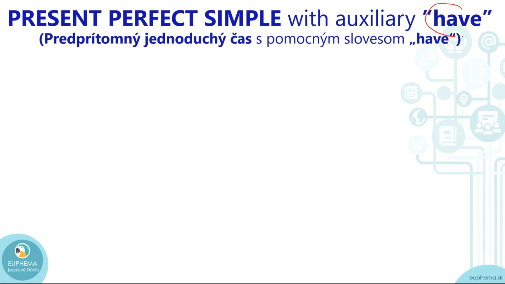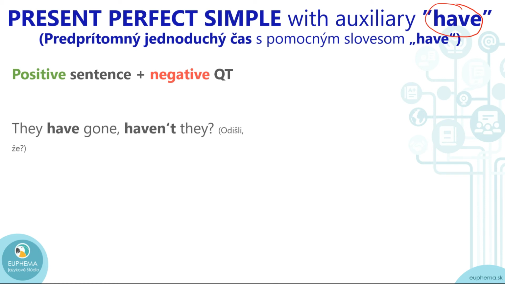Well, and finally, let's take a brief look at the present perfect simple with auxiliary have and question tags formed with this. So, they have gone, haven't they? So, we are using right now this have as the auxiliary verb, which is normal. You already know that for present perfect, this is a classic, okay? They have gone. And we need to use a negative. Now, negative of have, which is haven't, okay? Plus the person which we started a sentence with, which is they, okay? So they have gone, haven't they?